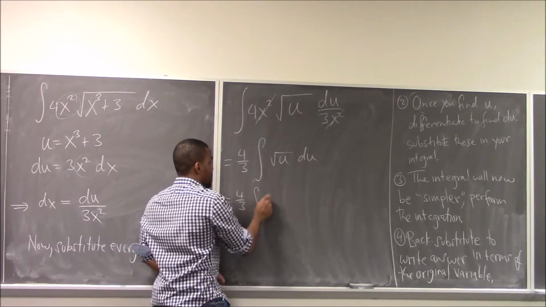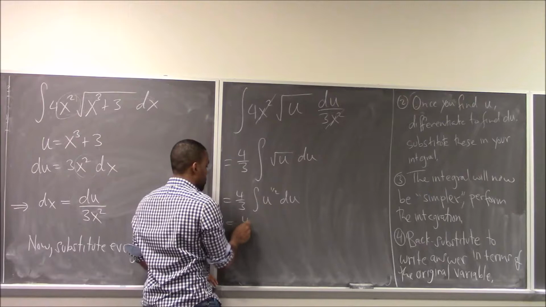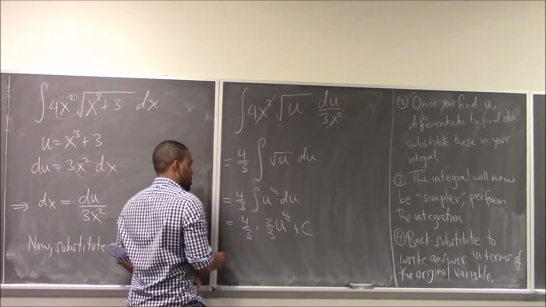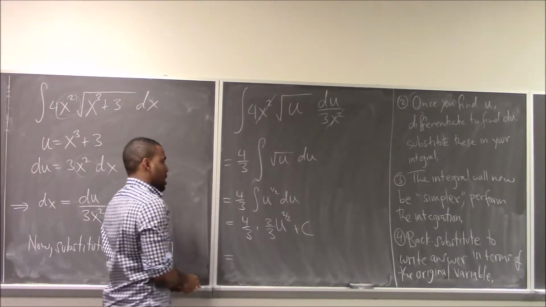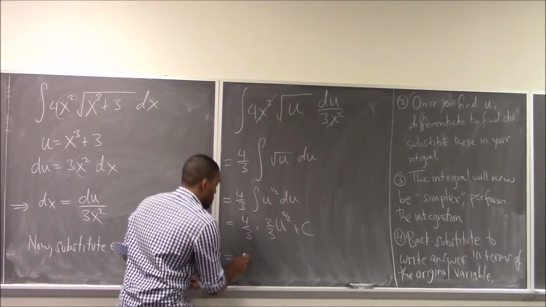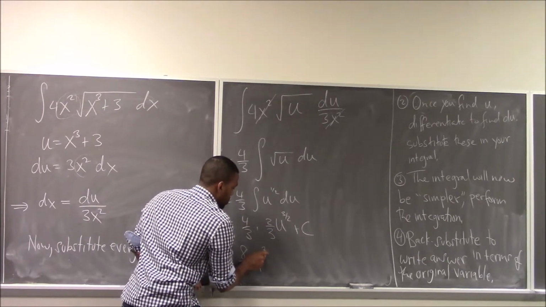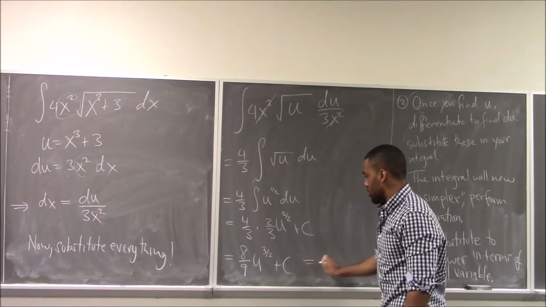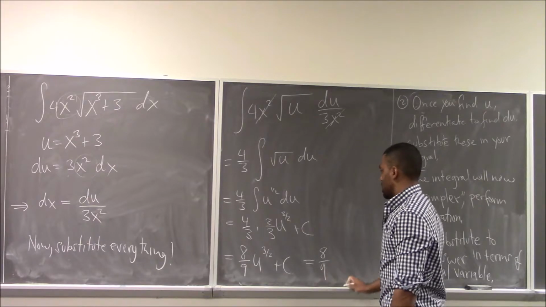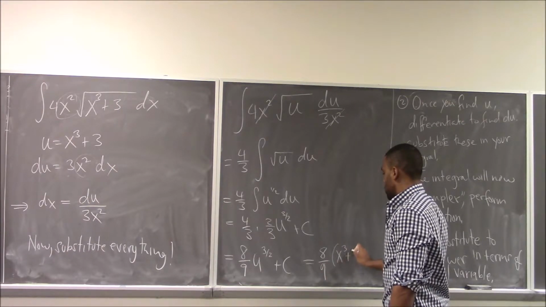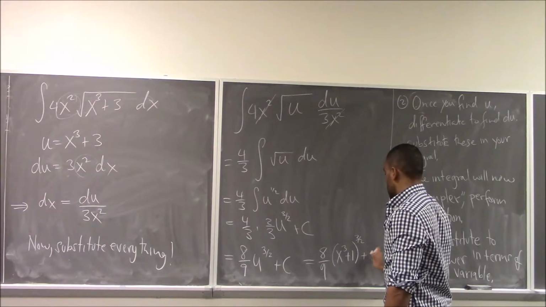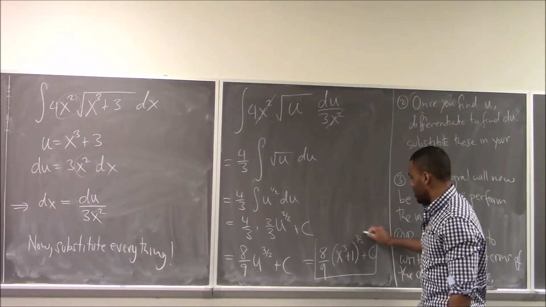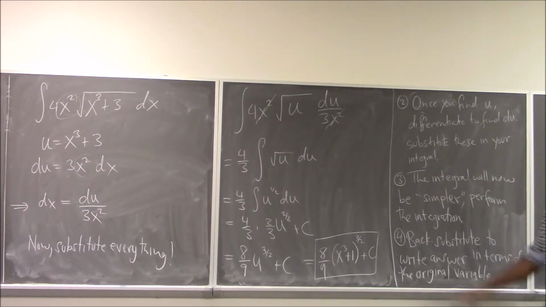We did something like this before. Rewrite as u to the half so we can apply the power rule. Add 1 to the power, divide by the new power. Now we can just get 8 over 9, u to the 3 over 2, which now I would simply rewrite in terms of x's. 8 over 9, my u is x cubed plus 3, to the 3 over 2. Again, you can check by differentiating that. Gives me here.